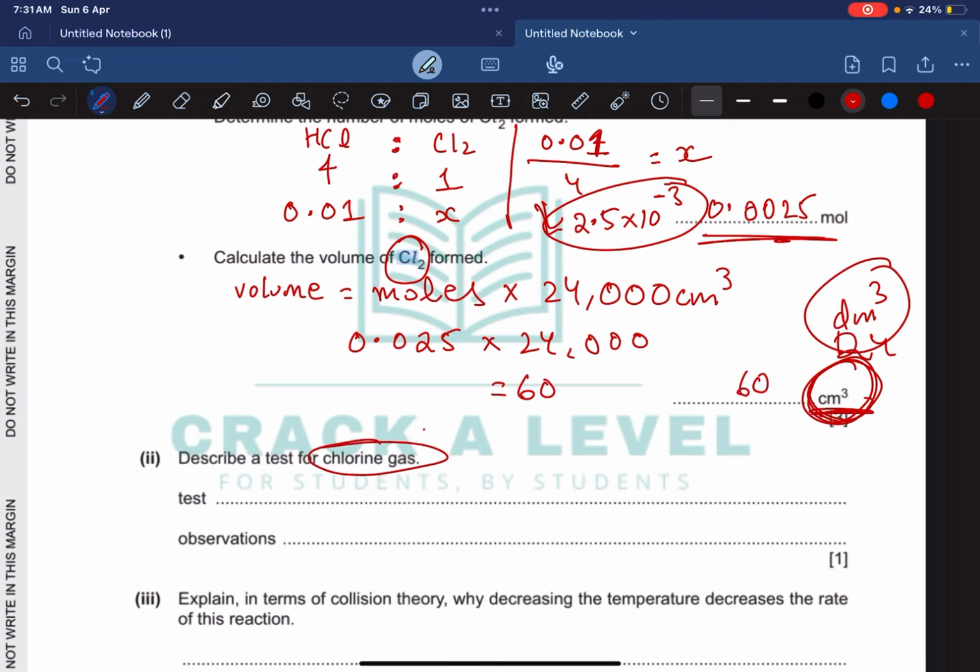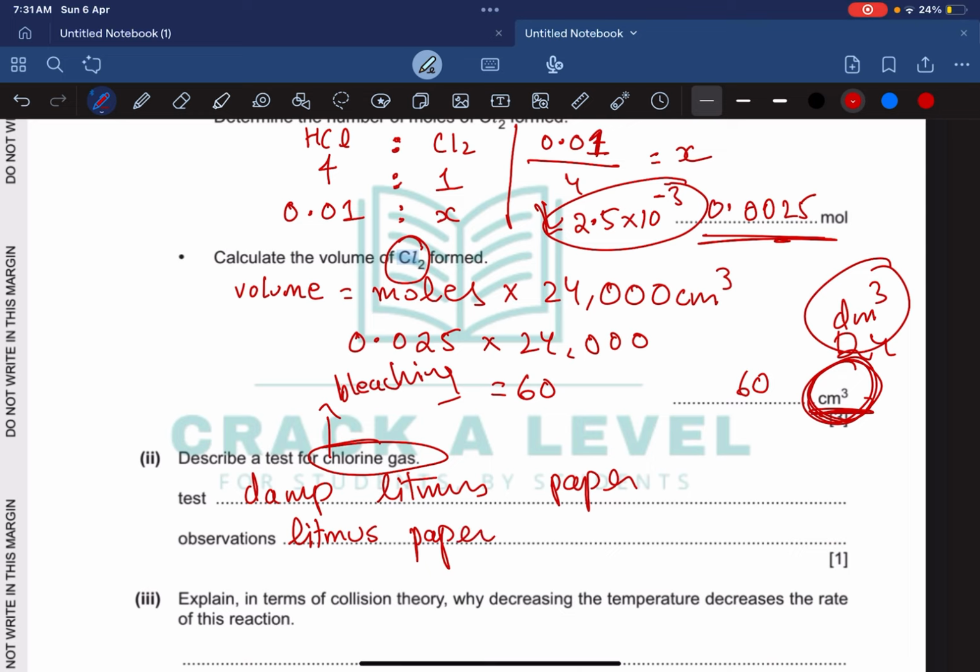Okay, you got to learn these tests from the table. The test is you take a damp litmus paper, and basically chlorine is your bleaching agent. Okay, chlorine is a good bleaching agent. So basically observation is going to be litmus paper is bleached or fades away. Bleaching basically means your color fades away. Litmus paper is bleached or fades away.